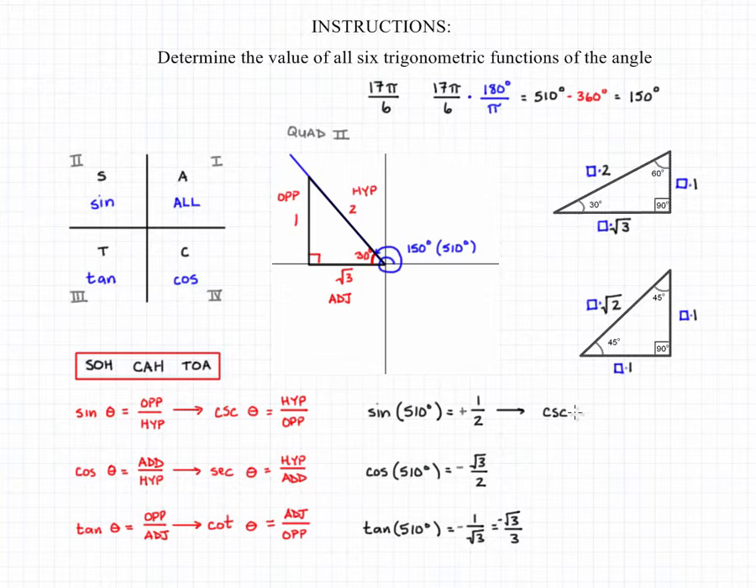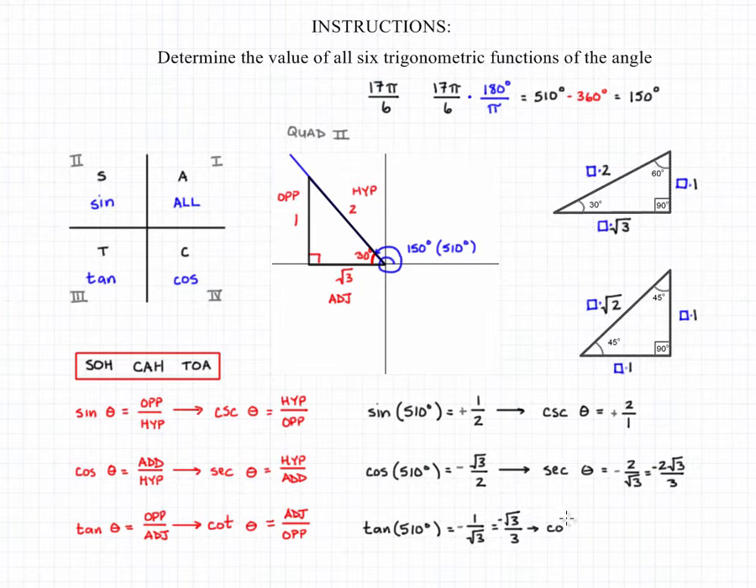Now for the reciprocal functions, we can just take their original trig functions and flip them. So the cosecant of theta, in this case, is going to be positive 2 over 1, the reciprocal of 1 over 2. Secant of theta is going to equal 2 over root 3, but negative. And we can rationalize that to get 2 times the square root of 3 over 3, also negative.